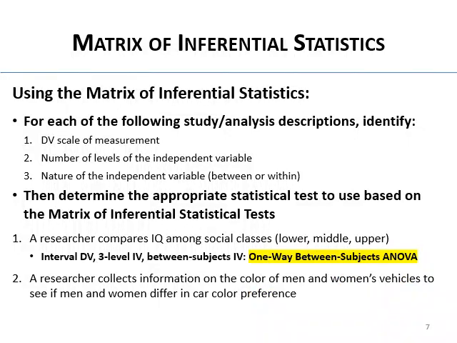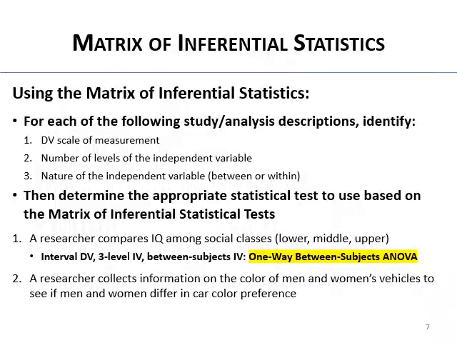Number two, a researcher collects information on the color of men and women's vehicles to see if men and women differ in car color preference. All right, so what are we doing here? We've got men and women. That's a variable, sex, right? And we've got their vehicle colors. So what color their car is. So we've got one variable that's nominal. That is sex. It's got two levels.